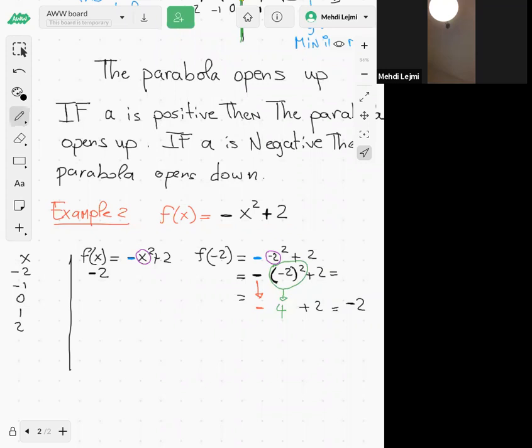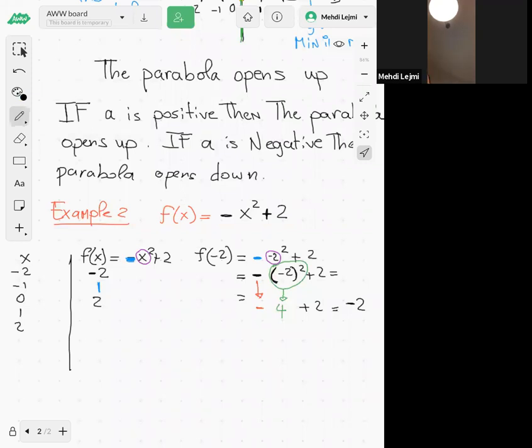-1, it's the same thing. So we're going to have -1 squared, which is +1, but there is a minus outside the parentheses. So it's actually -1 + 2, which is +1. F of 0, well, 0 squared minus 0, so it's just 0 + 2, that would be equal to 2.